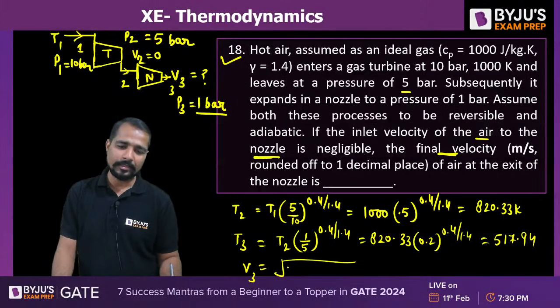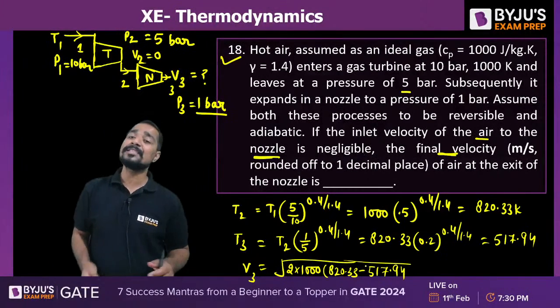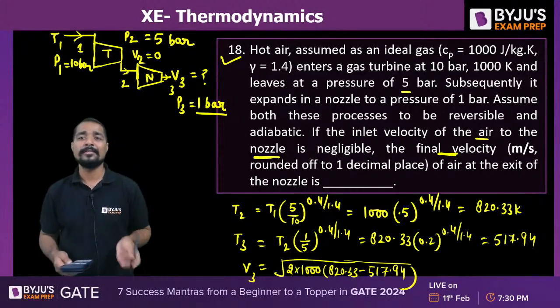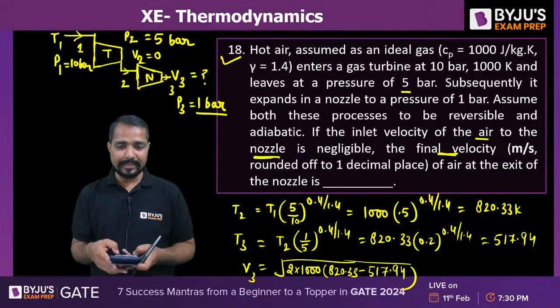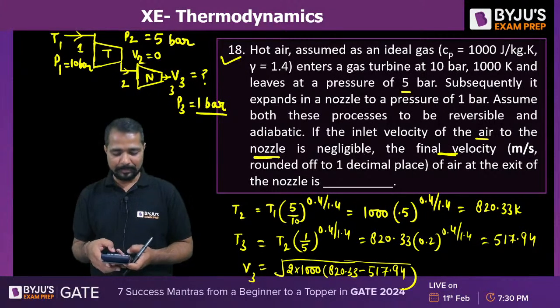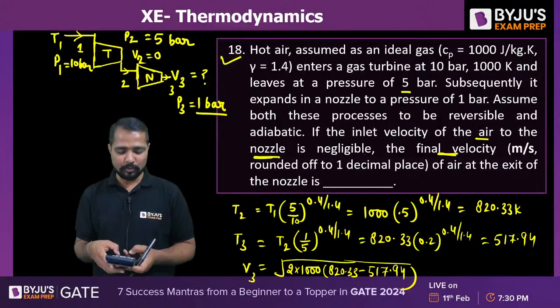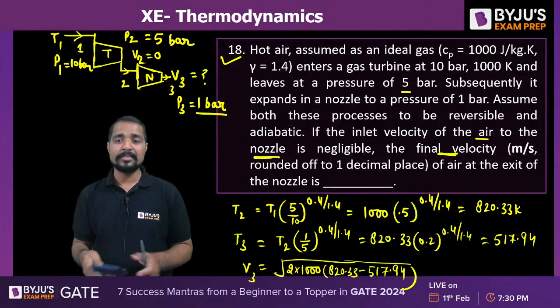After that, what is velocity? V3 is under root of 2 into Cp. What is the value of Cp? 1000 into change of temperature. Change of temperature is 820.33 minus 517.94. Is it? Have you solved like this? Anyone? Hemang, have you solved the question like this? 820.33 minus the answer, multiplied by 1000, multiplied by 2, under root of the answer is 777.67.